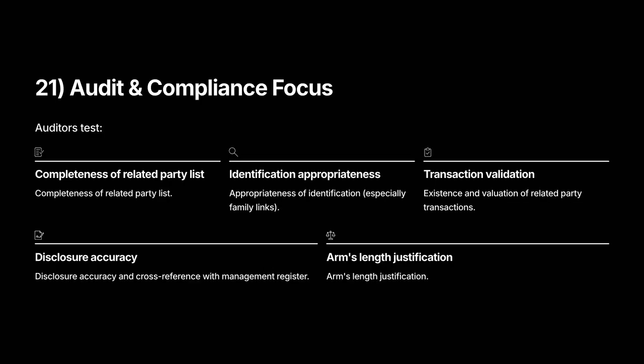End. 21. Audit and compliance focus. Auditors test the related party disclosures for completeness of the related party list, correct identification, especially family links, existence and valuation of reported transactions, accuracy of disclosures and cross-checks with the management register. Be ready to provide documentary evidence for arm's length pricing.